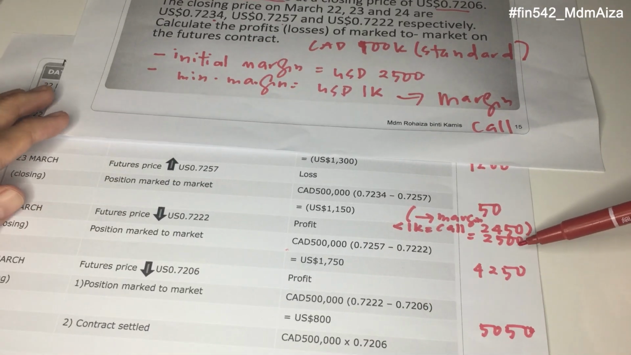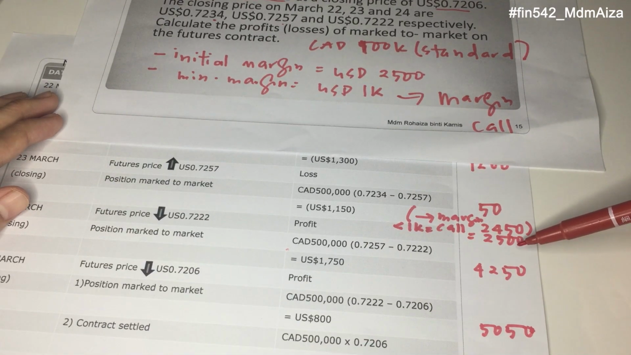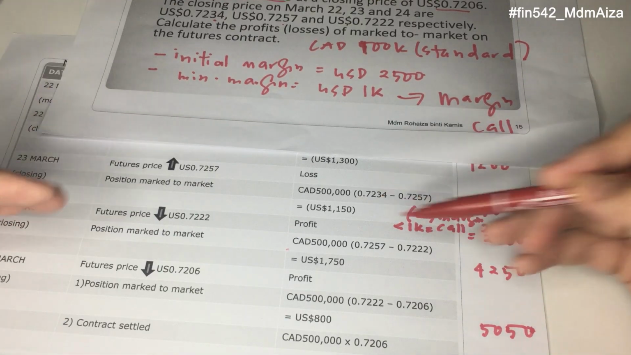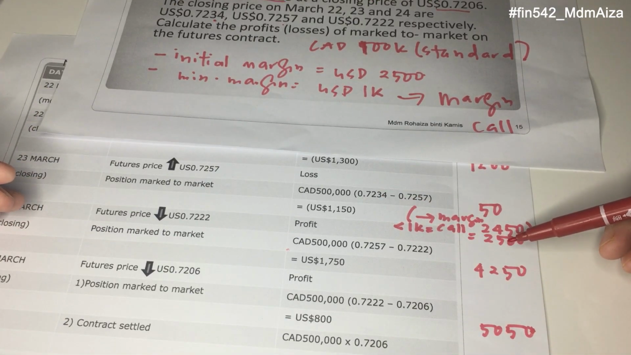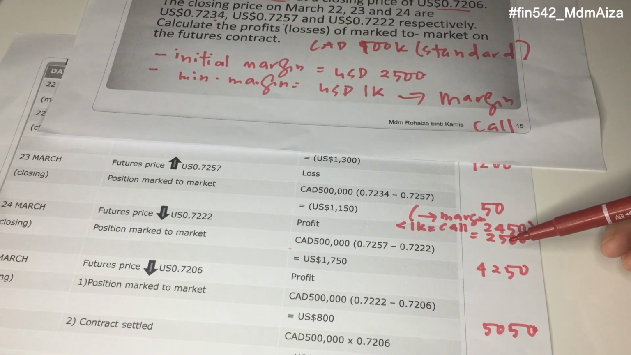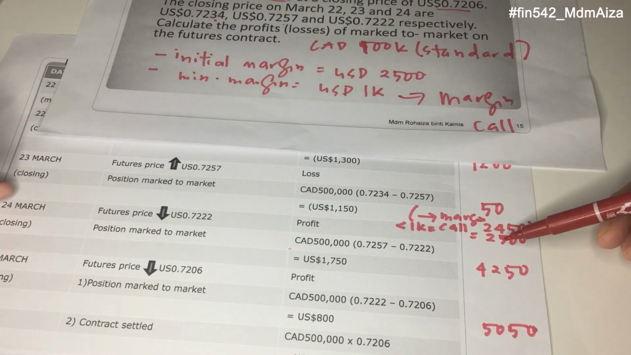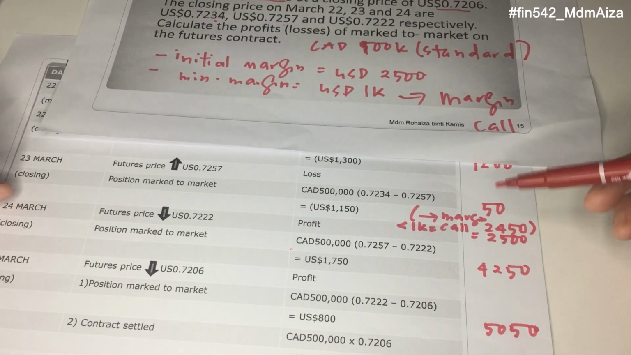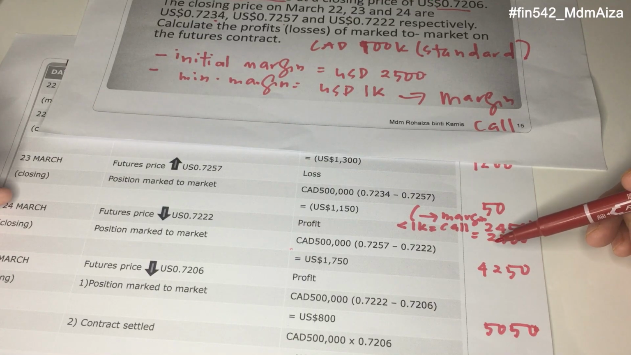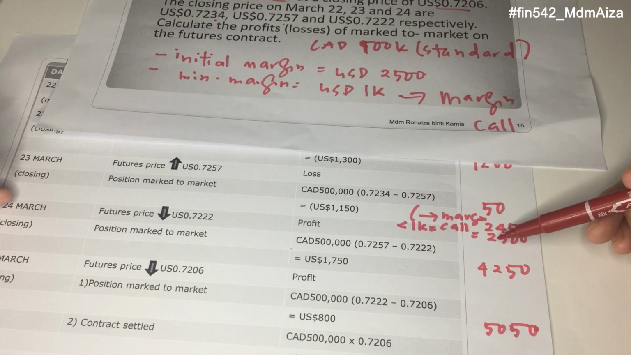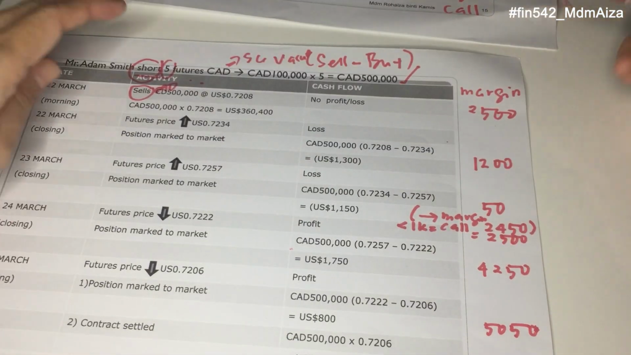Okay, so if Adam Smith says I don't have money, the broker has the right to just close out the contract. Instead of proceeding till the 25th of March, they will close or settle the contract on the 23rd of March. Since in this situation Adam Smith can afford to pay the margin call, they proceed to the 24th of March.